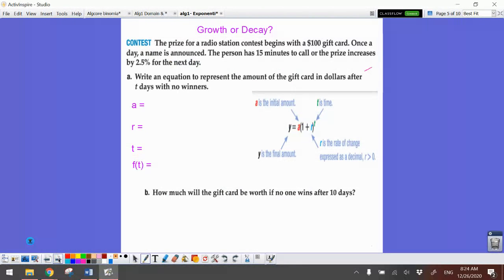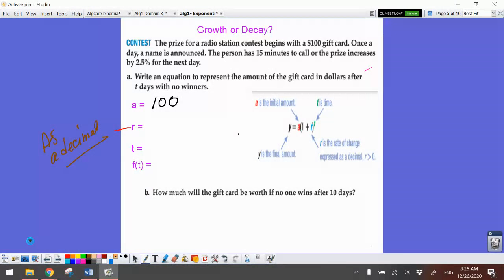All right, so here's our first problem. The prize for a radio station contest begins with a $100 gift card. Once a day, a name is announced. The person has 15 minutes to call, or the prize increases by 2.5% the next day. So when we're solving an exponential growth and decay problem, we're looking for like three things: an A, an R, and a T. Okay, an A, an R, and a T, because that helps us write our function. So the A is the starting point. So how much is this card when I begin? Well, it's $100. So I know my A is 100. Now the R, that needs to be as a decimal.